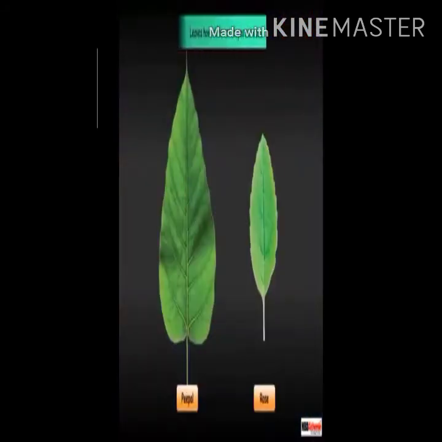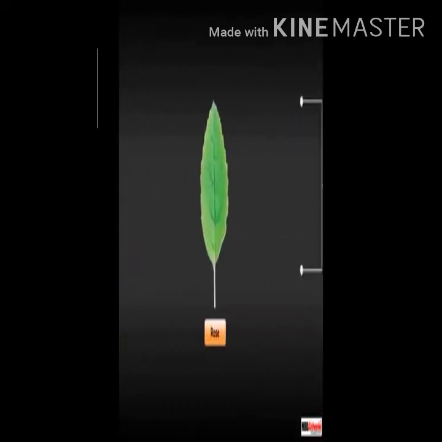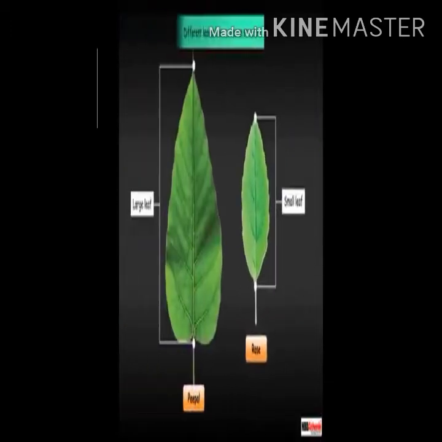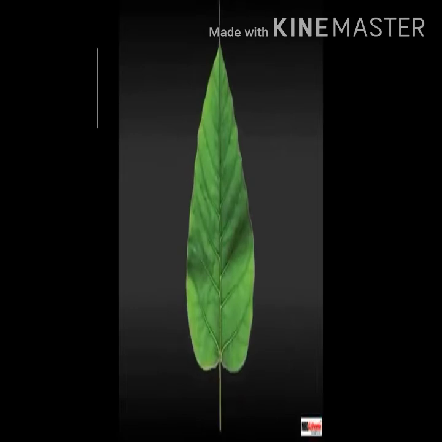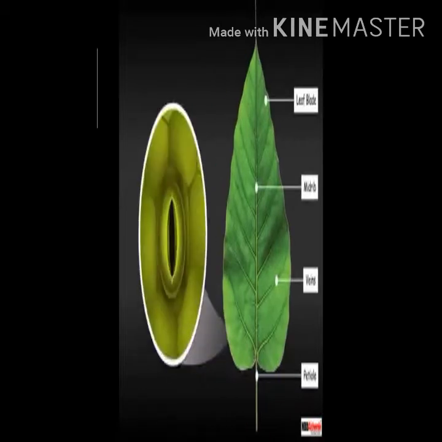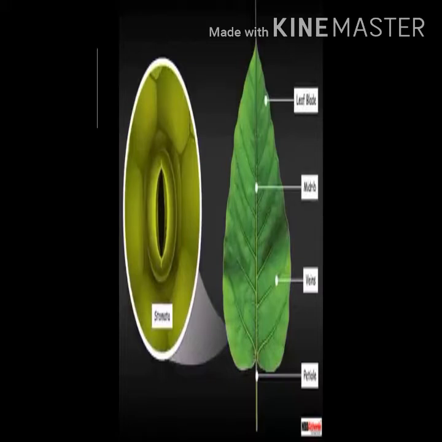You can see that leaves have different shapes and sizes. Some trees, like the peepal tree, have large leaves, while others, like the rose plant, have small leaves. Even though leaves look different, they have a common structure. Let us study about it. A leaf is made up of different parts. These are the leaf blade, petiole, midrib, veins, and stomata. Let us learn about each of them one by one.